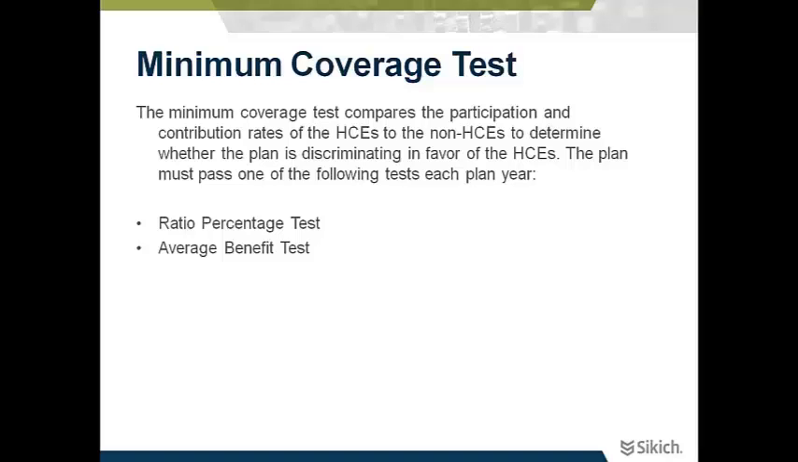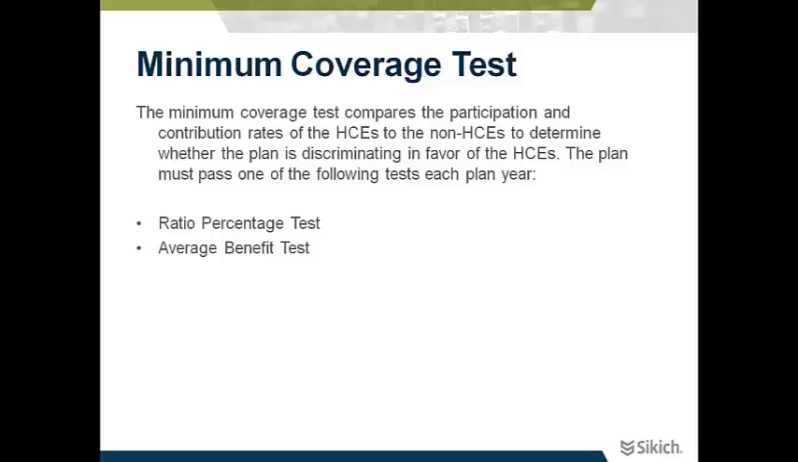We're going to be talking today about the minimum coverage test. As I stated earlier, we test on an annual basis to prevent retirement plans from overly favoring highly compensated employees. The first test that must be done is the 410B minimum coverage test. The coverage test compares the participation and contribution rates of the HCEs to the non-HCEs. The coverage test ensures that the employer has certain levels of coverage across the organization and that the plan is not discriminating in favor of the HCEs.